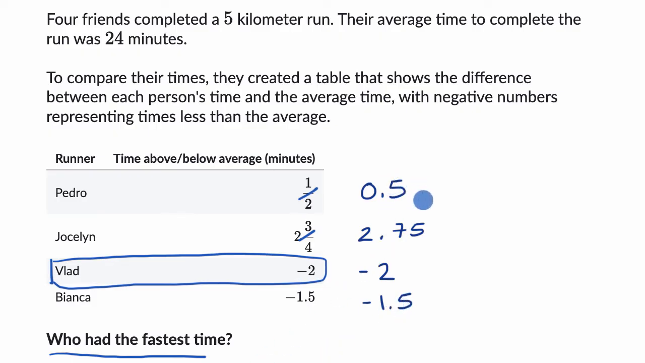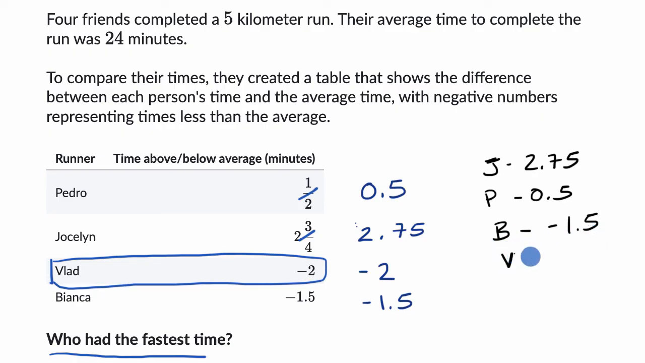And then you could sort all of these. So the slowest time is this one. Maybe I'll do it in terms of slowest. Let me do it in a different color. Well, I'll just order it this way. The slowest is 2.75. That is Jocelyn. She is the most above average time. Then the next slowest is 0.5. That is Pedro. And then the next slowest is going to be Bianca at -1.5, so 1.5 minutes below average.